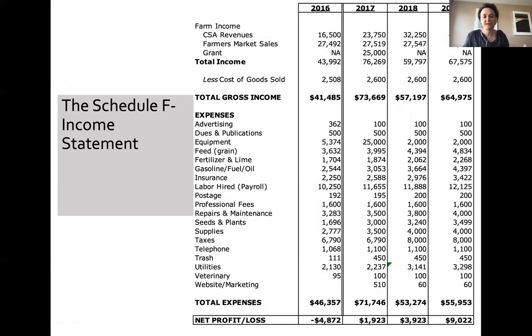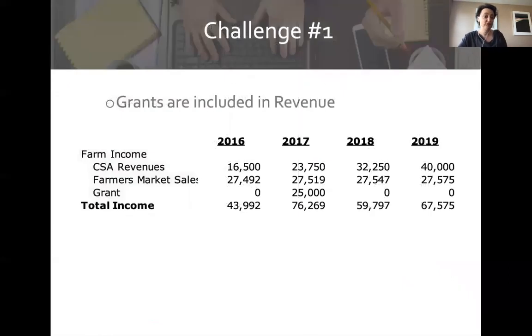So I call this the Schedule F income statement because all the income and expense categories match up what's on the Schedule F. And it's pretty straightforward. It's very concise. It's single layer. It's in alphabetical order. It's very easy to read, but it has challenges. And challenge number one is things like grants are included in revenue. And certainly we need to record grants on our income statement or on our tax filings because we got to pay taxes on it, but it's not revenue.